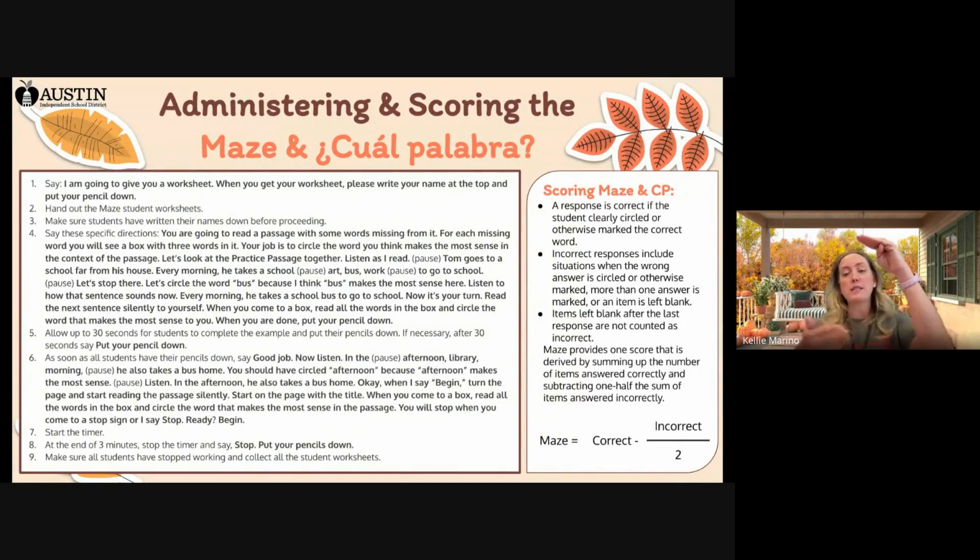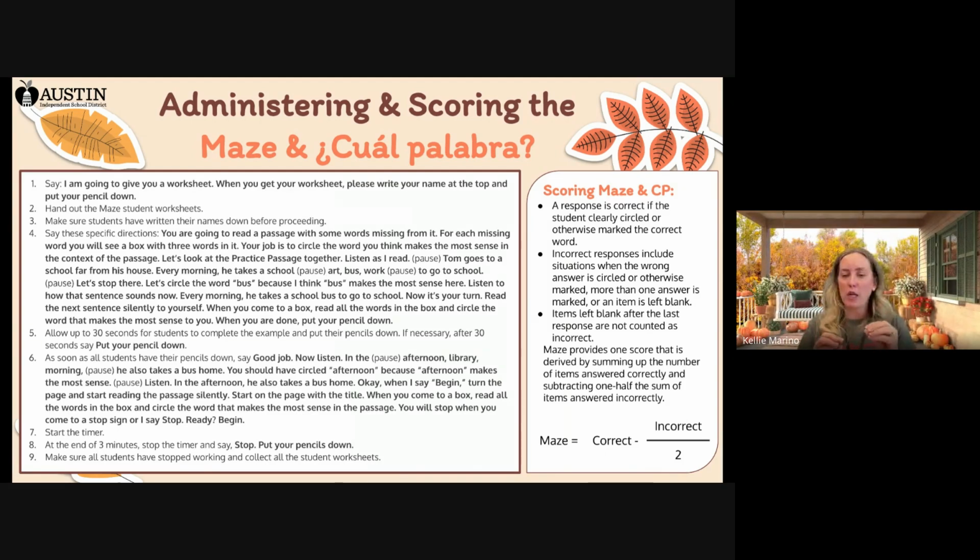So students might skip one within. However, items left blank after the last response are not counted as incorrect. So you only score what the student completed. So you might only end up scoring like the first page of it.